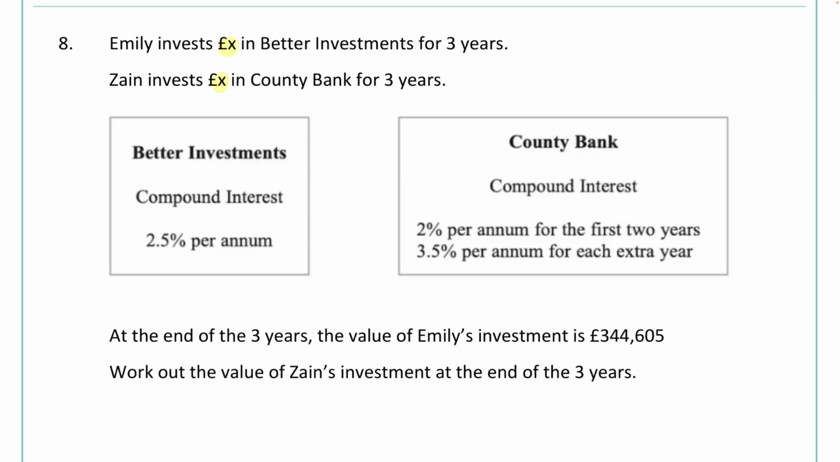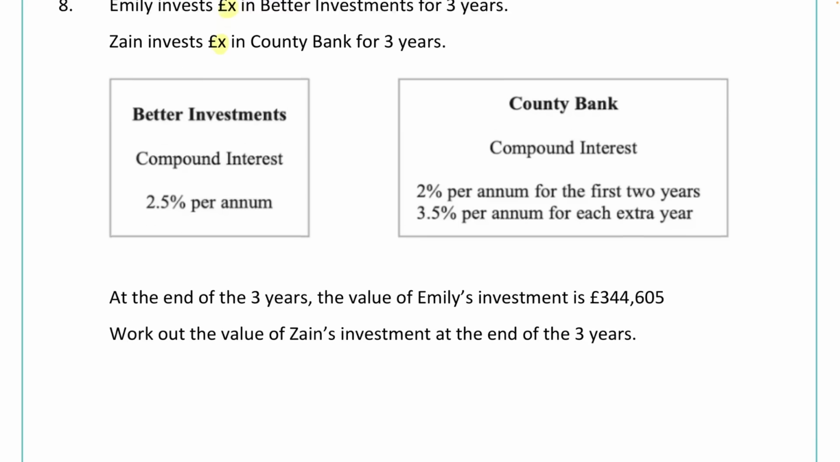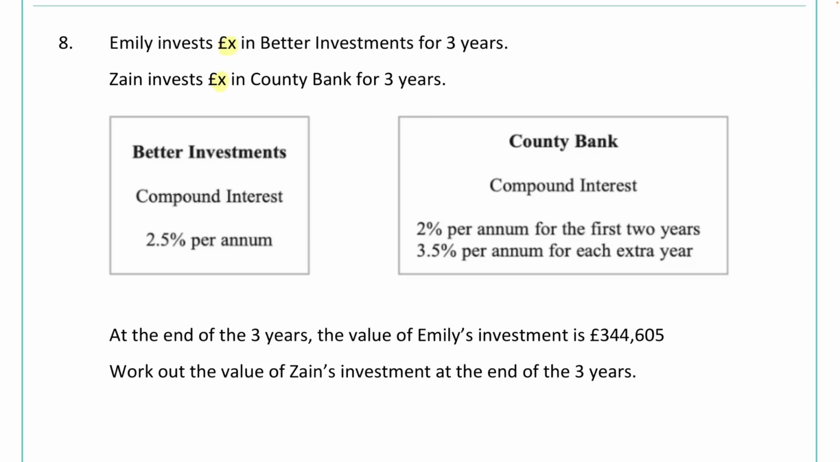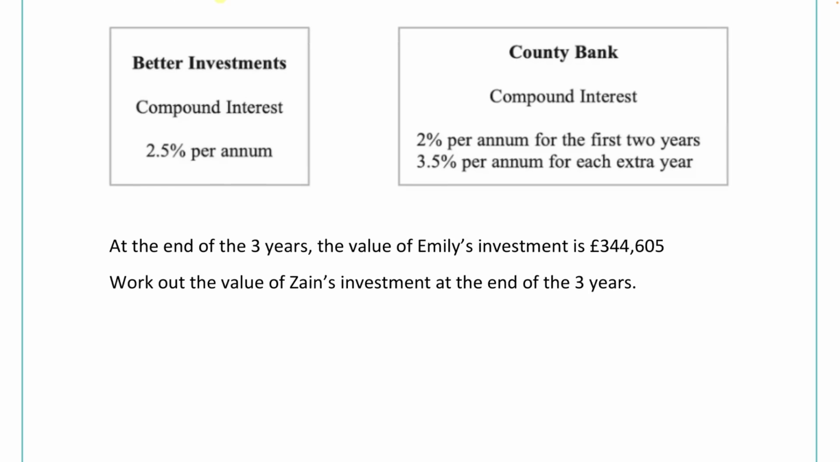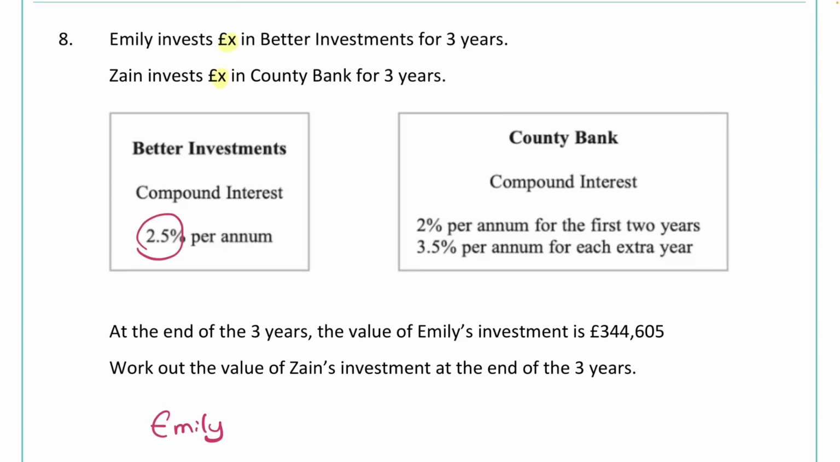Well, in order to work out Zane's investment, we need to know how much money he invested. So this is a reverse compound interest question where we are going to have to look at Emily's investment and figure out how we go back to the start. Now, she invested for 3 years, so whatever that amount of money is, and let's label this Emily, she started with X amount of money. That would have been multiplied by, for 2.5%, 1.025. If you're not sure on that, add the 2.5% to 100, it's 102.5%. You can either press your percentage button on the calculator, or you can divide that by 100 and you get your multiplier, which is 1.025.